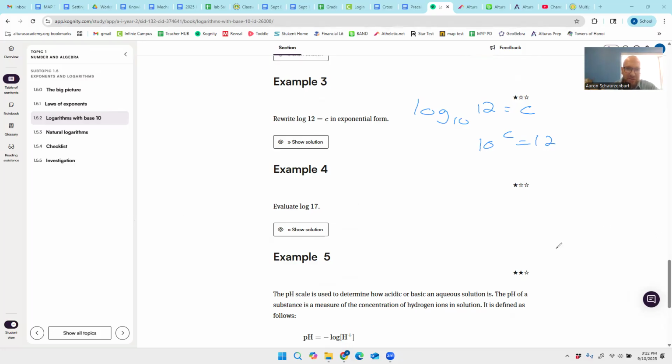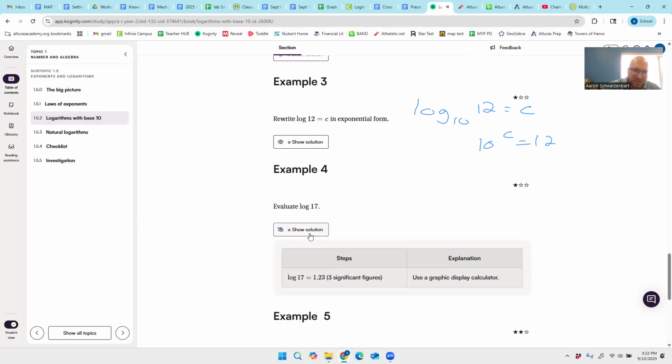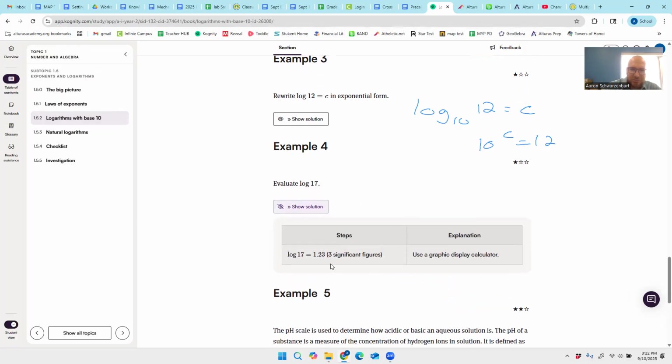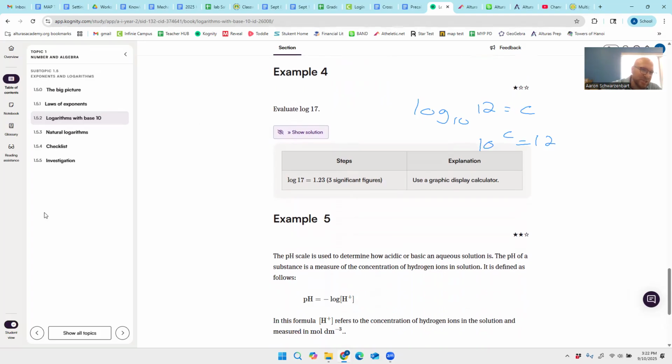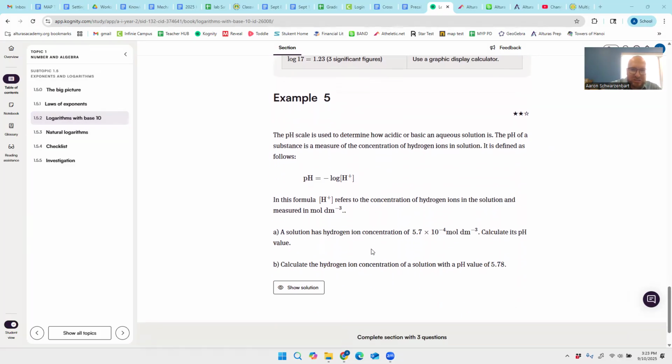Evaluate log 10 of 17. That's just a calculator problem. You grab a calculator, you plug it in, you get 1.23. Just use a calculator. That is not one that you can do by hand. A lot of these, it's just as fast to use a calculator.